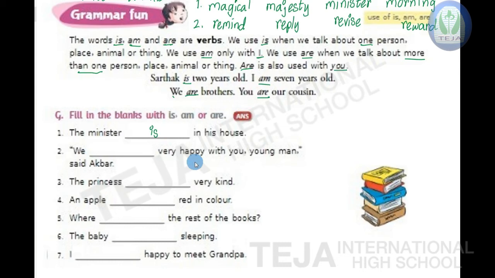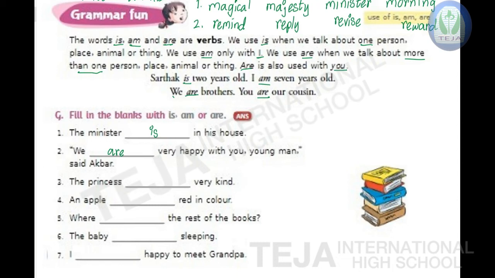Next, second one: We dash very happy with you, young man, said Akbar. So here we is a plural form, so the word is are. Write are on the blank.